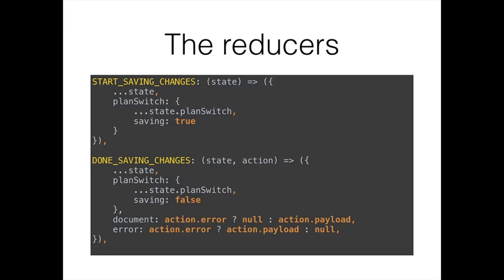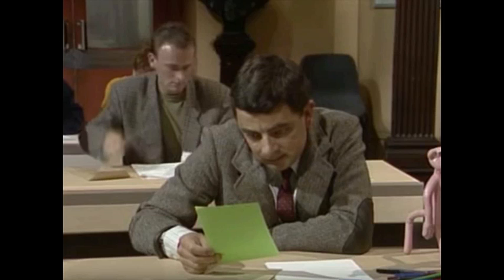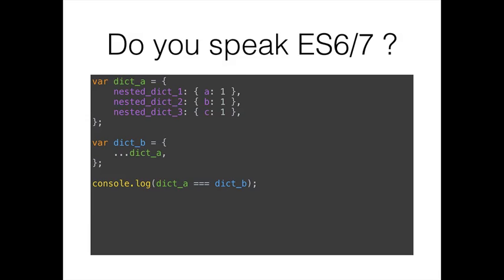If you remember how the component was implemented, you will remember that I was accessing state, plan switch, saving, right? So that's the spinner. And when the interaction with the server is done, then I put it back to false and I save the document or the error depending on which one I have. So it's really simple. Now, how many of you are familiar with the spread operator? All right, so let's take a little test. So now let's assume that you have a dictionary A, which is made of 3 nested dictionaries. And then I create a dictionary B, which is copied from dictionary A. If I print this, is it going to be true or false?